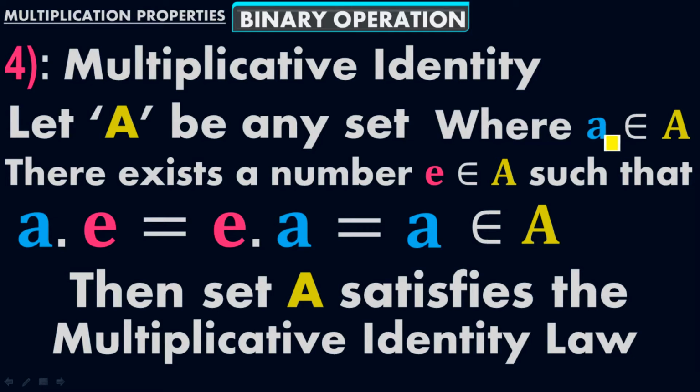So we have to check the 3 areas. First, check that the elements a belong to set A. Second, that the number which exists, like 1 here, belongs to A. Finally, that the final answer of this expression equals a number which also belongs to A. If you confirm these 3 areas, where a belongs to set A, E belongs to set A, and the final answer belongs to set A, then we can say that A satisfies the multiplicative identity law.